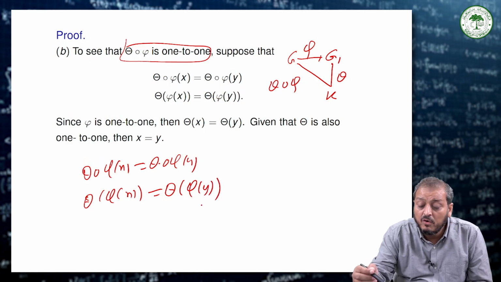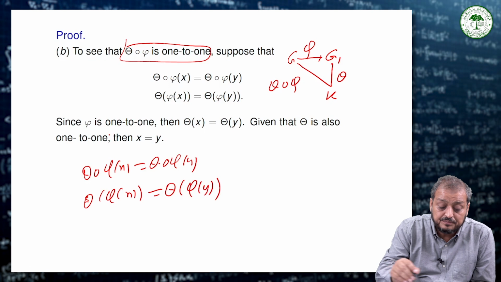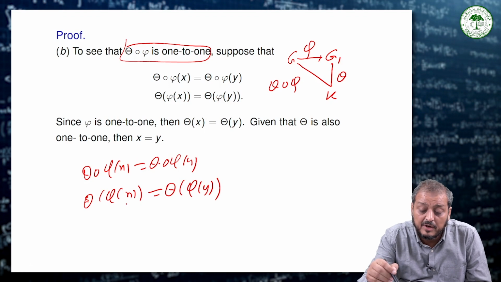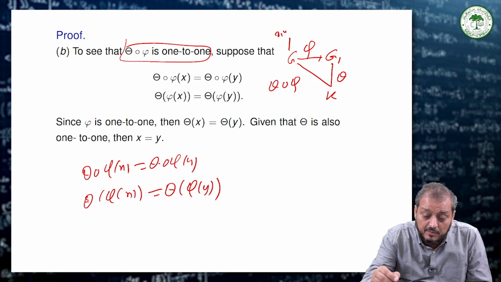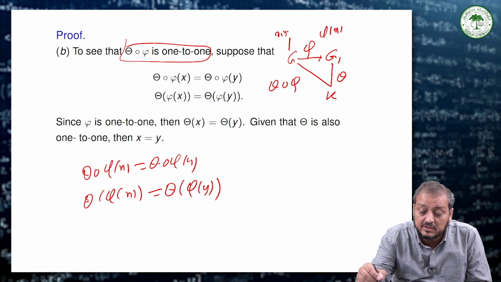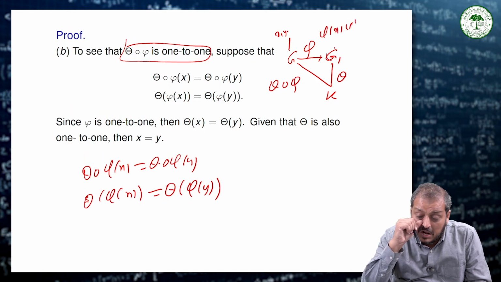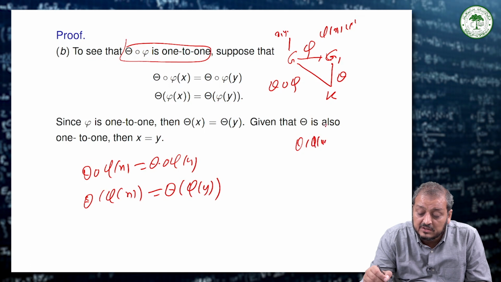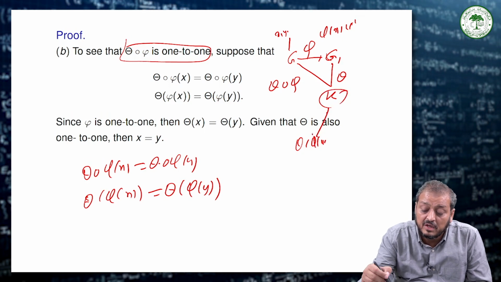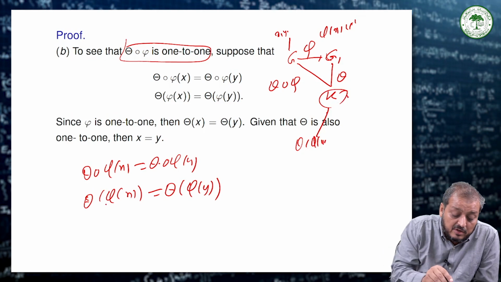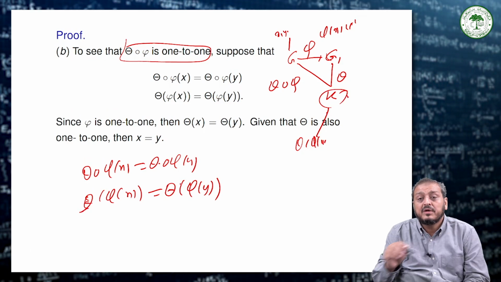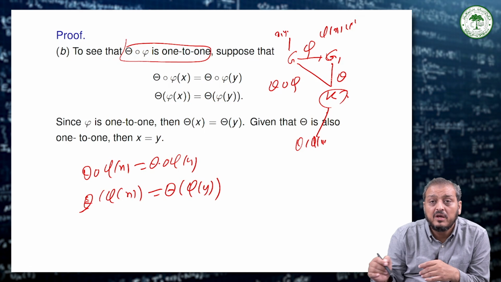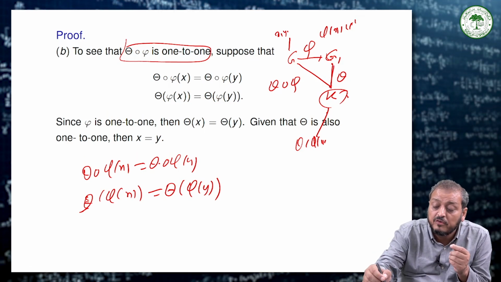Now, if theta of phi of x is equal to theta of phi of y, with x and y elements of G, then phi of x and phi of y are elements of G1, and theta of phi of x and theta of phi of y are elements of K. We already know that theta is an isomorphism from G1 to K.